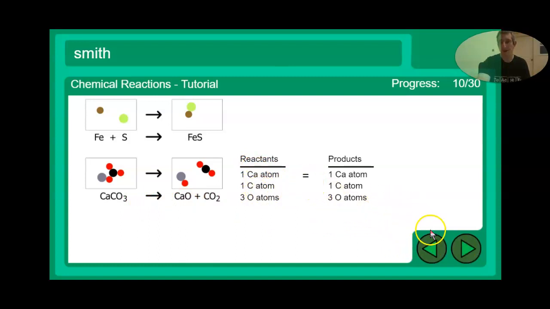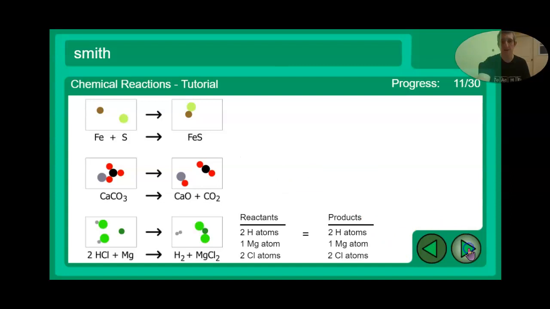Notice that equal sign has some intent to it. And then this last one is another chemical reaction. Again, all of these are balanced. You have 2 hydrogens in, 2 hydrogens out, 1 magnesium in, 1 magnesium out, 2 chlorines in, 2 chlorines out. Balanced chemical equations.